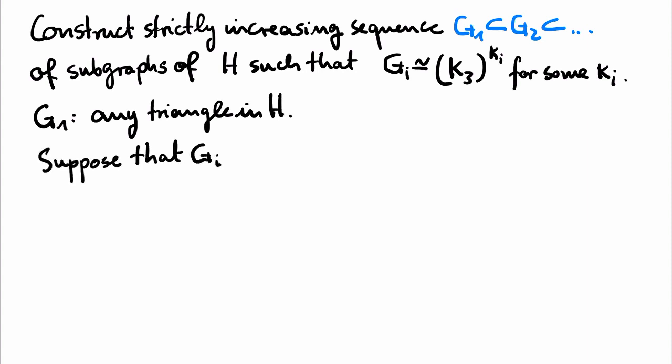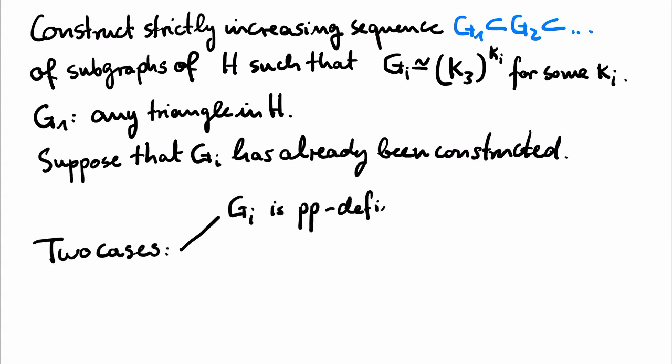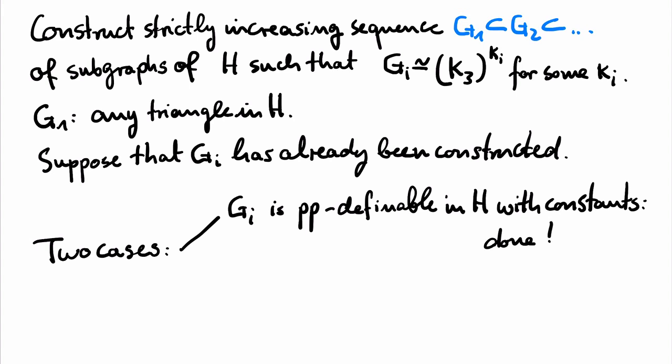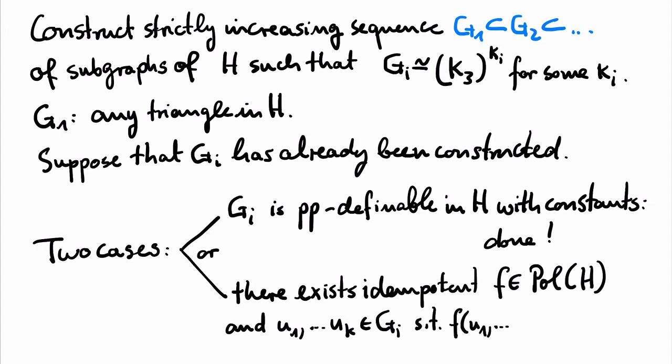Suppose now that Gi has already been constructed and that we want to construct G_{i+1}. In our construction we distinguish two cases. The first is that Gi is primitively positively definable in H, possibly using constants. In this case, we are done, as we will see later. Otherwise, if there is no such definition, then by a theorem that we have seen earlier in this course, we know that there exists a polymorphism f of H that does not preserve Gi. So there are elements u1 up to uk in Gi, where k is the arity of f, such that f applied to u1 up to uk is not in Gi.